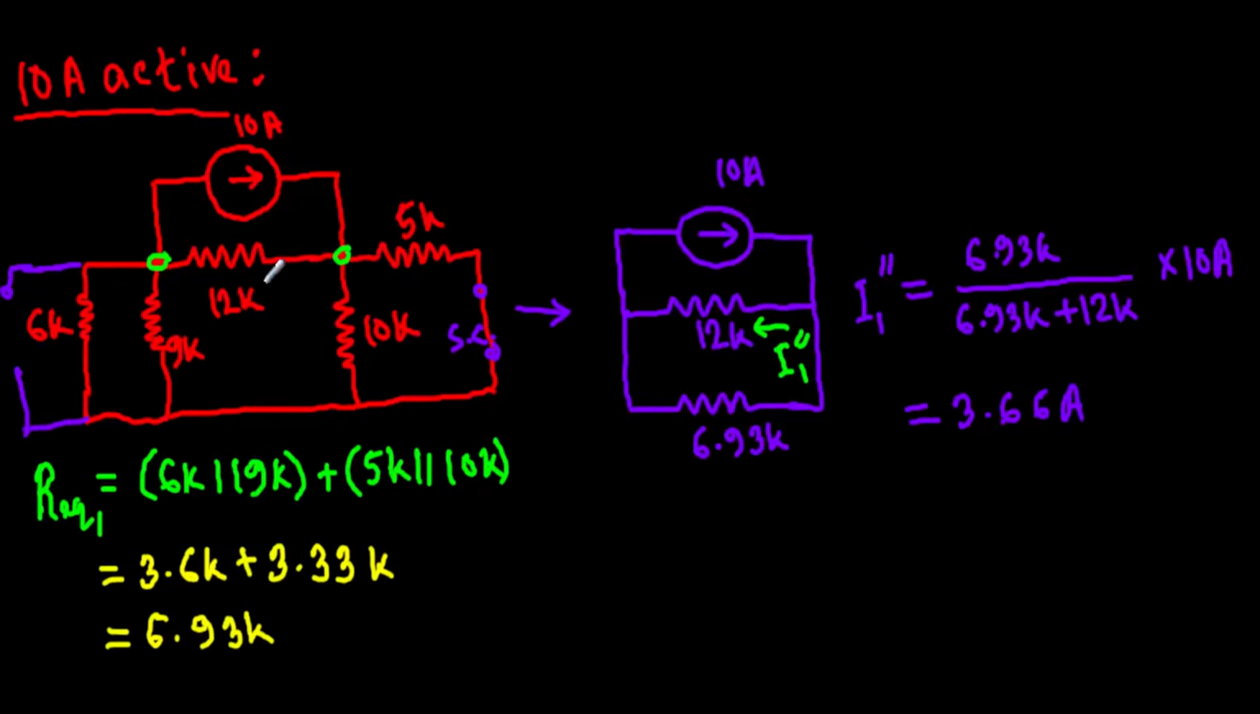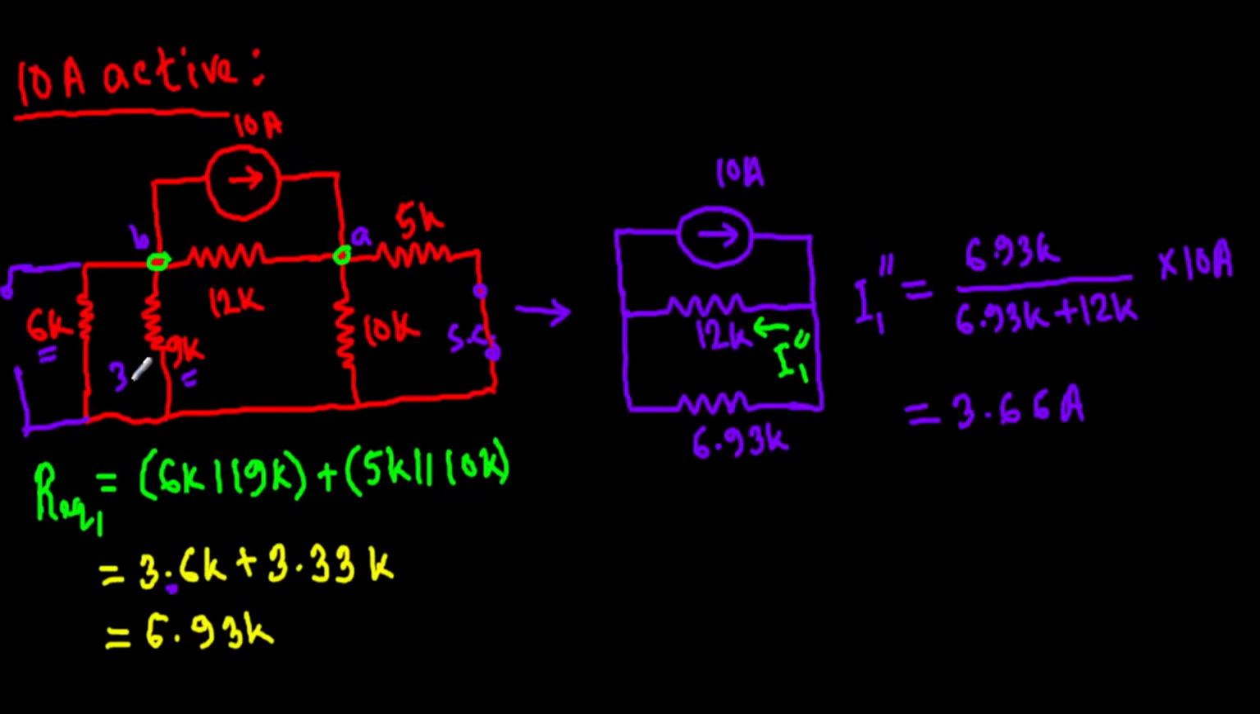Now I have to calculate the current through this 12 kilo ohm resistor. Let's say this is our A terminal and this is our B terminal. If I want to calculate the current that is flowing through this 12 kilo ohm resistor, I have to reduce all other resistances into a single resistance. So how do we do that? At first, this 6 kilo ohm resistor and this 9 kilo ohm resistor are in parallel, and their parallel resistance will be equal to 3.6 kilo ohm.